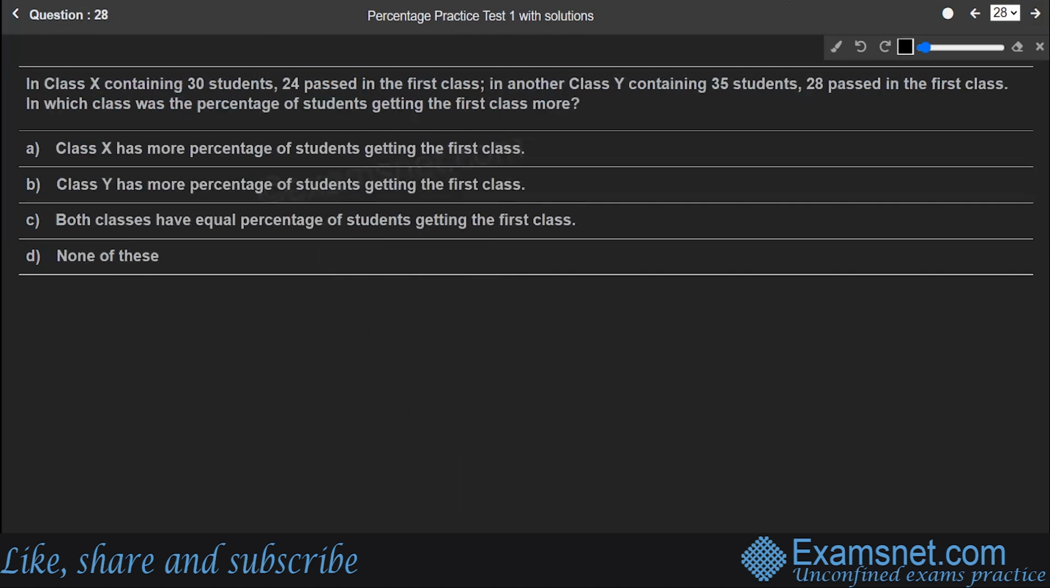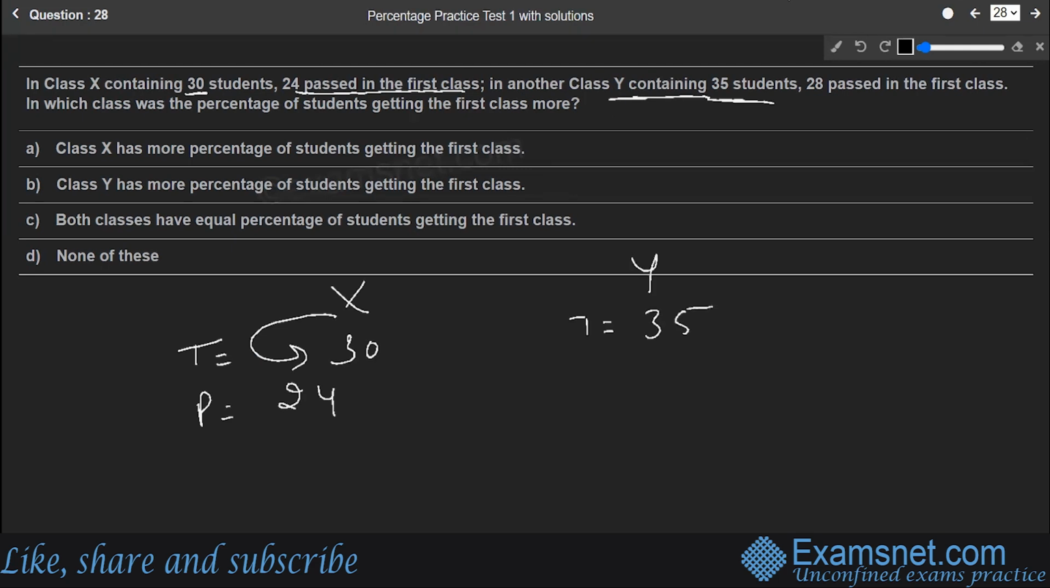Then he says in class X containing 30 students, 24 passed in the first class. In another class Y containing 35 students, 28 passed in the first class. In which class was the percentage of students getting the first class more? So we can draw it like this. In class X, the total students are 30 and passing students are 24. In class Y, the total number of students were 35, and 28 passed. This is the data given to us.